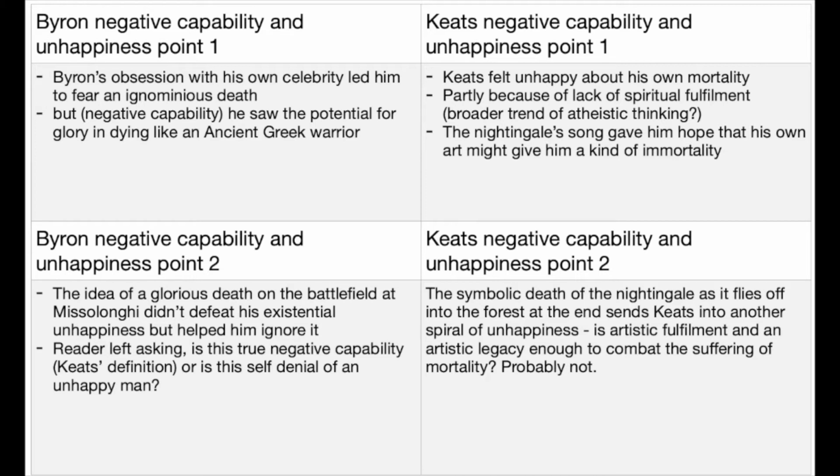For example, was Keats's lack of spiritual fulfilment a result of the broader trend of atheistic thinking that defined the Romantic period? It would be wrong to say that Keats was an atheist. He wasn't. But you can ask the question and make the clear link to the broader social context of the time. Before we go on to point 4, I recommend that you just pause, have a look at that plan, return to your own plan, and think about how else you could make those arguments sequential and specific.